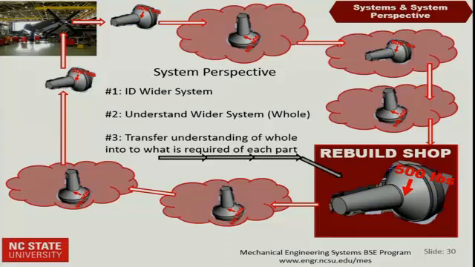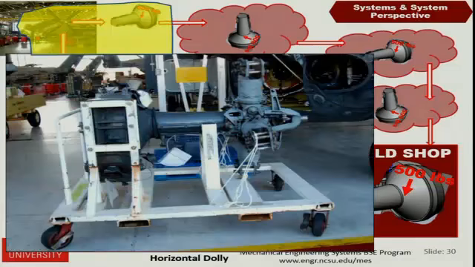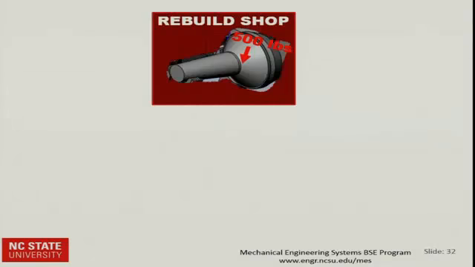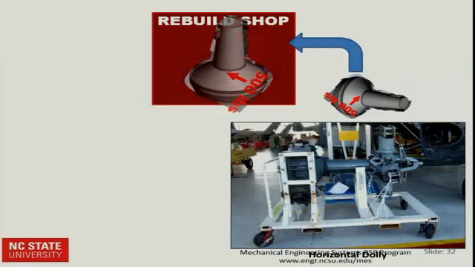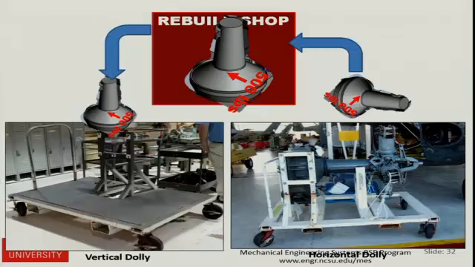When they went and looked at their wider system, they realized that when that gearbox came off the helicopter, it was put on a cart in a horizontal orientation like this. But several of the operations that it had to go through, like painting, required it to be in a vertical orientation, on a different cart. The only place that could change the orientation was the rebuild shop where they were working. And what would happen is it would come in one orientation, be taken off, put in the rebuild section, the orientation would be changed, then it would be put on another cart.